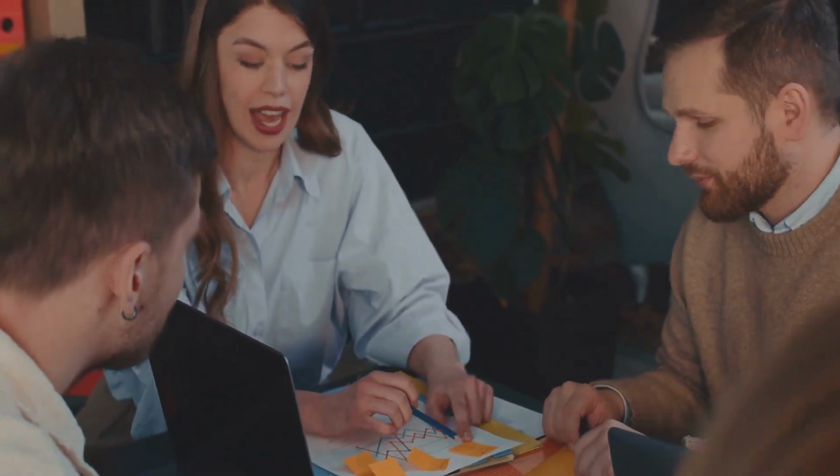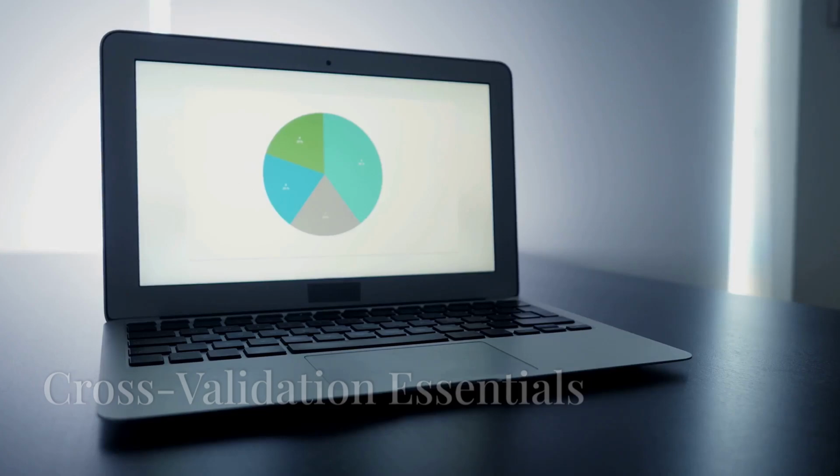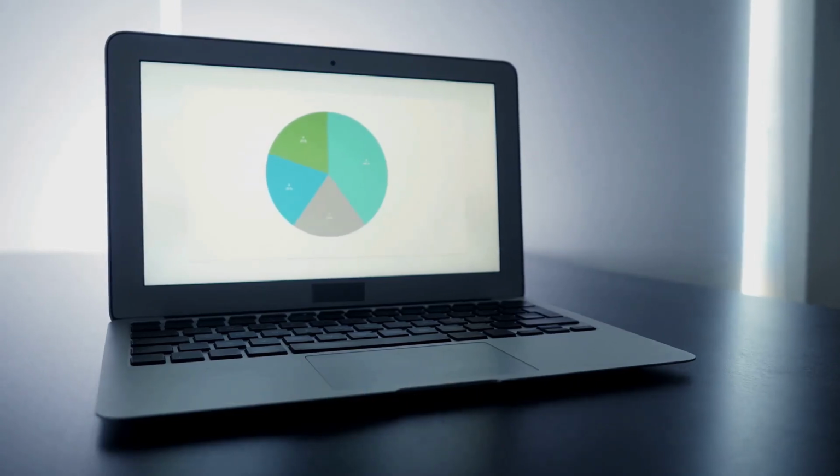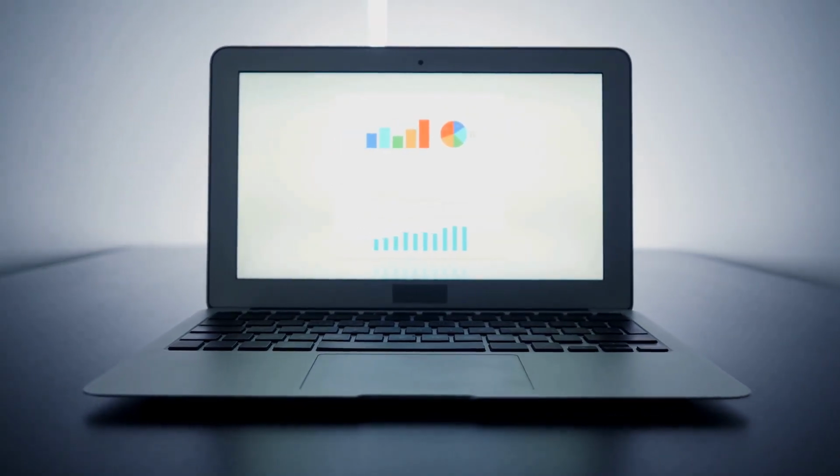Applying cross-validation techniques. Instead of a simple train test split, cross-validation systematically uses different subsets of the data for training and testing to improve model evaluation.